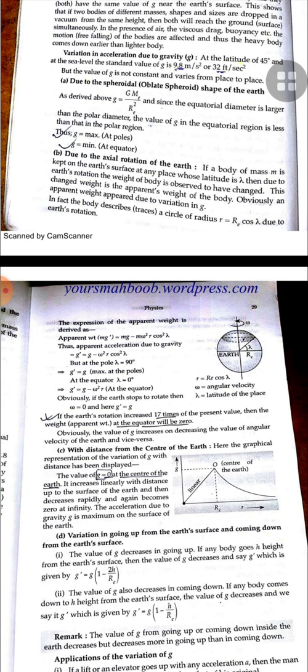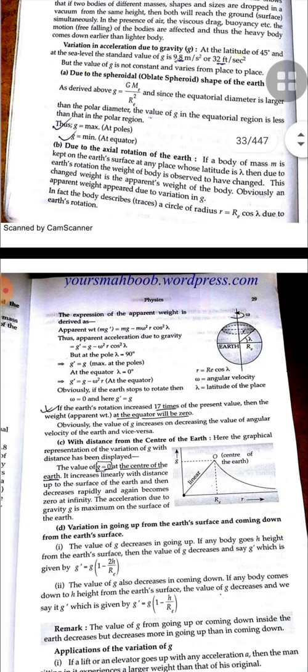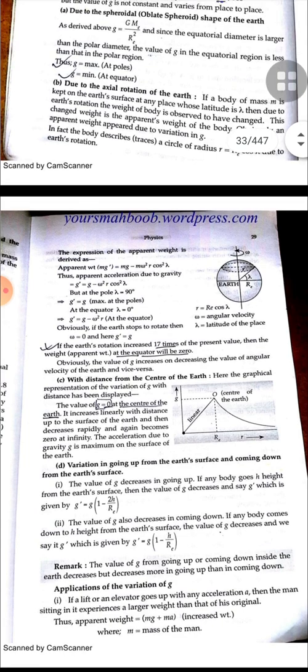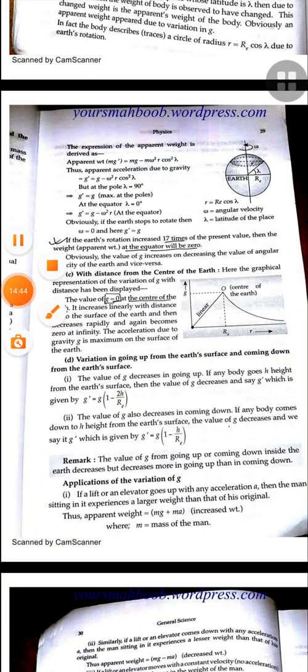The expression of the apparent weight is derived as: apparent weight mg dash is equal to mg minus m omega square r cos square lambda. Obviously, if the earth stops rotating, then omega is equal to 0 and g dash is equal to g. If the earth's rotation increases 17 times the present value, then the apparent weight at the equator will be 0. Obviously, the value of g increases or decreases with the decrease or increase of the angular velocity of the earth.